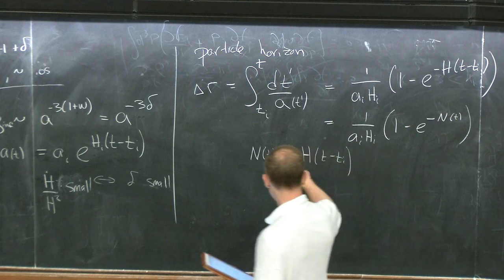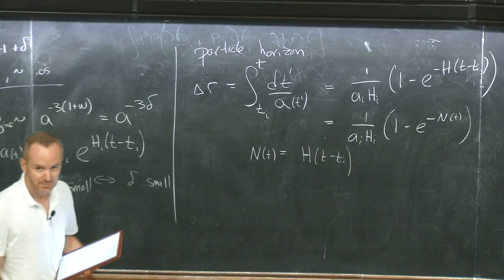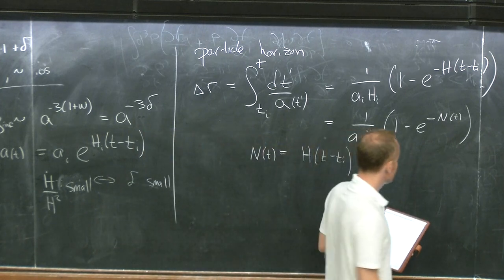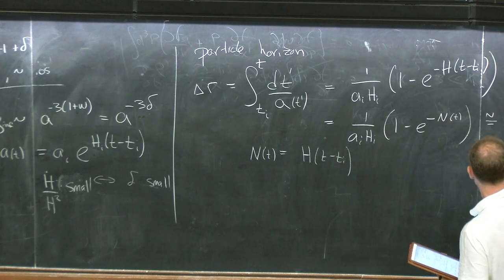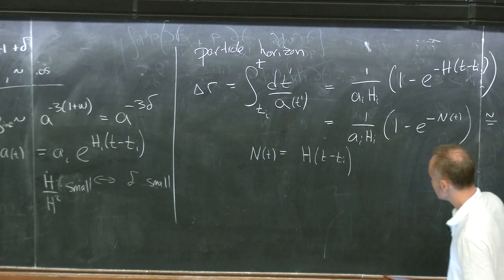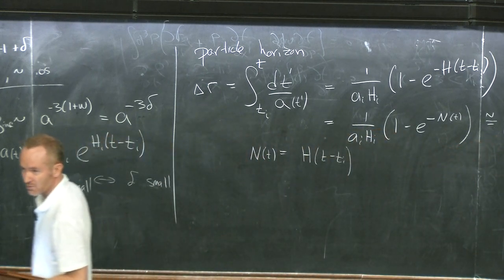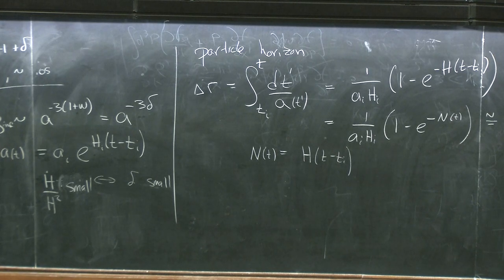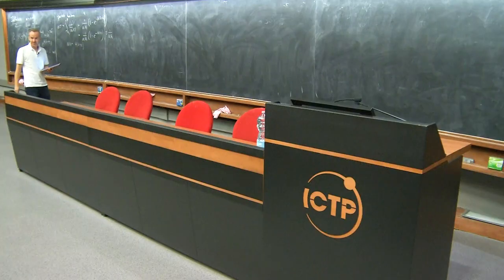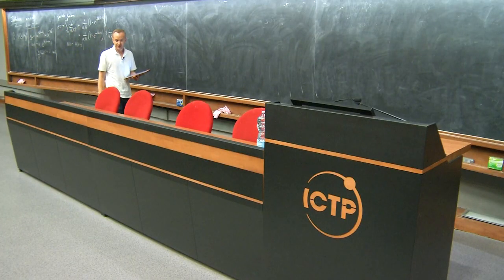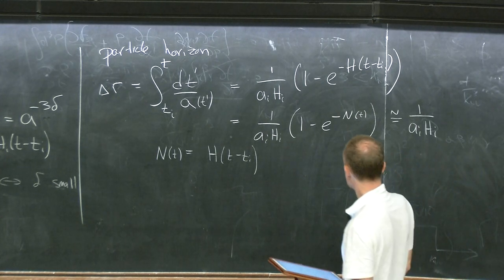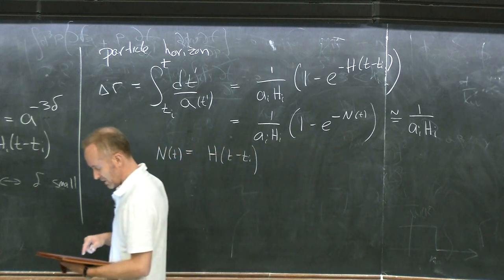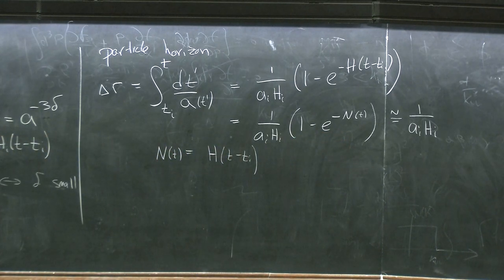And since h is almost constant, n increases roughly linearly with time. So as soon as n gets bigger than 1 or 2, we can neglect this term. And we find simply 1 over a_i h_i. In other words, this co-moving particle horizon barely moves during inflation. It increases a little bit, and then it just freezes in place. This is very different from the situation with radiation domination or matter domination or any kind of decelerated phase of the universe where the co-moving particle horizon grows without bound. Here, instead, it approaches this maximum value. So in co-moving coordinates, light barely moves during de Sitter expansion.